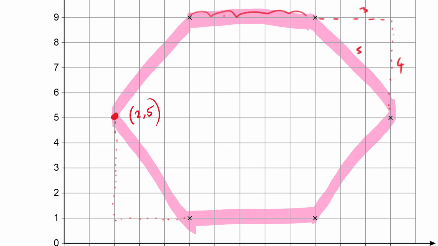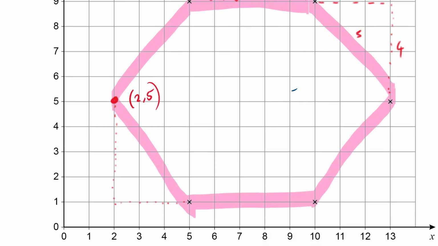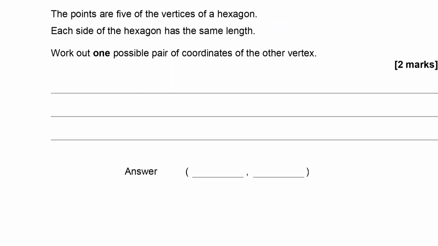Actually, you could also put your 5th point here, because whilst it says that all the sides are the same, it doesn't say it's a regular hexagon, so you could have actually had your hexagon looking like that. That is still a hexagon. So I could have also had the point 8, 5. That's a possibility. But I don't think many people would go for that one. I think most people would find it makes more sense to draw it there. So I'm going to put in the coordinate 2, 5.